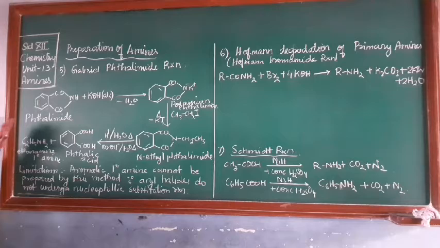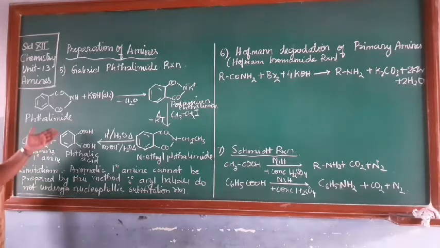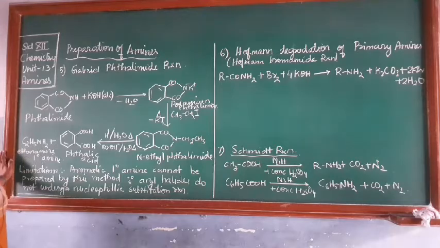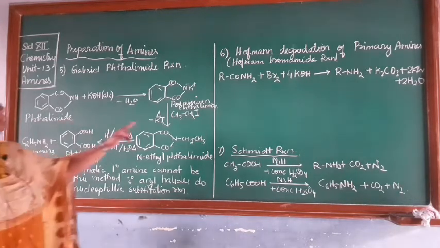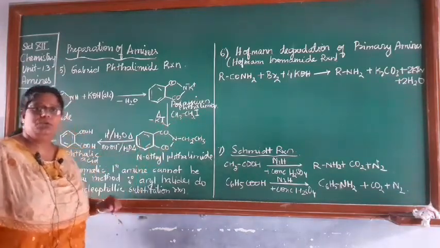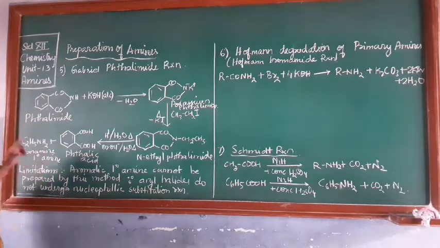Okay? Now what is the limitation of this? Here you have got an aliphatic amine. Can you get the aryl amine here? We cannot get it. The reason is, when we use an aryl halide here, this aryl halide will not undergo nucleophilic substitution reaction. So therefore, you won't get the aryl amine.